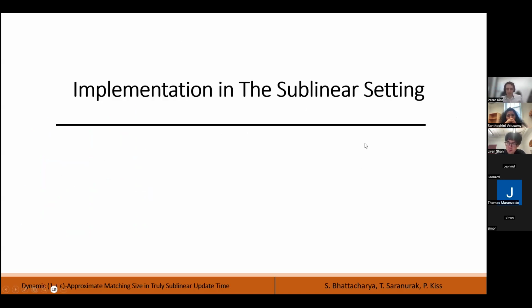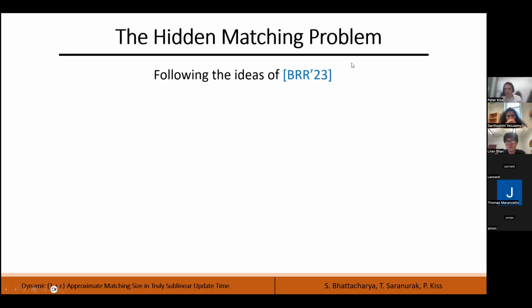Right. So the challenge is, how do we implement this in a sublinear setting? So it's not instantly clear that this is actually a somewhat local algorithm. Why does this not explore the whole graph? And here we will introduce an idea from the STOC 23 paper, a sublinear paper, which we called, and I'm not sure what they called, the hidden matching problem. And I will show why this is relevant.